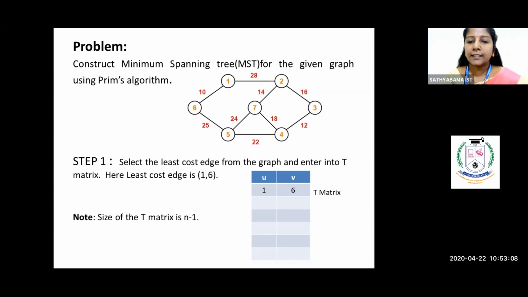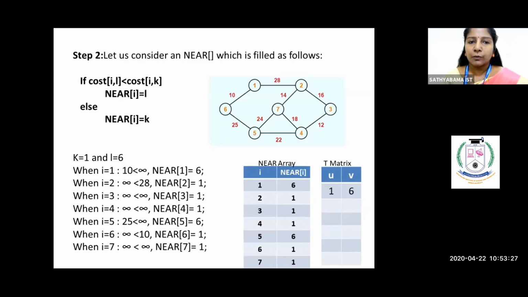So the first entry is 1, 6. Why have we chosen this 1, 6? Because the minimum weight in the given graph is 10. The edge is 1, 6. So the edge 1, 6 is inserted into the T matrix. This is the first step. Once it is over, we need to fill the near array.